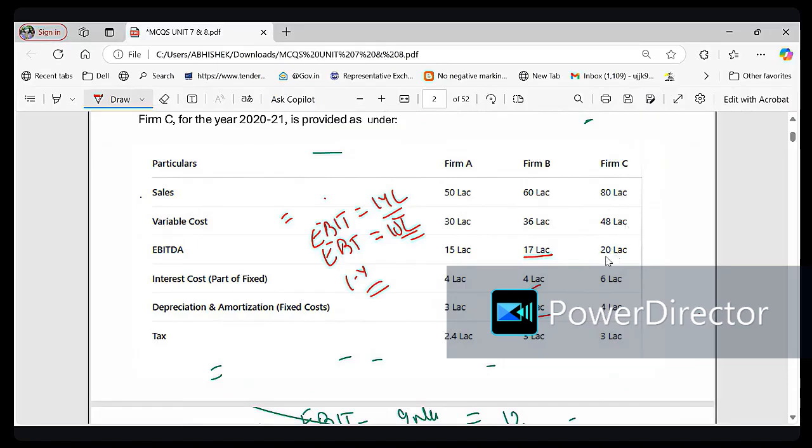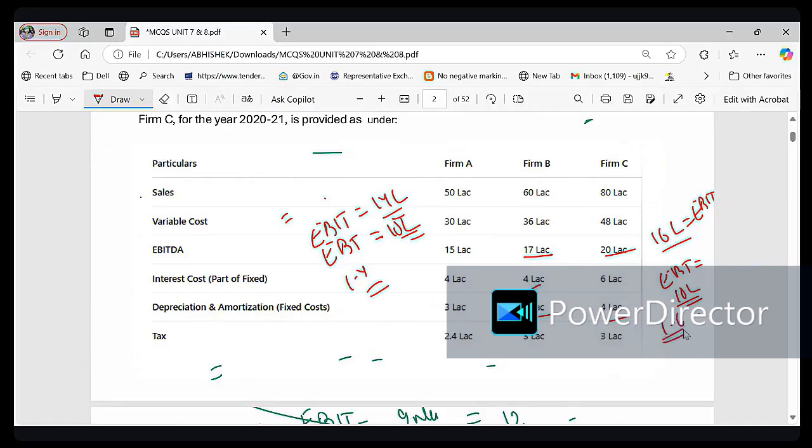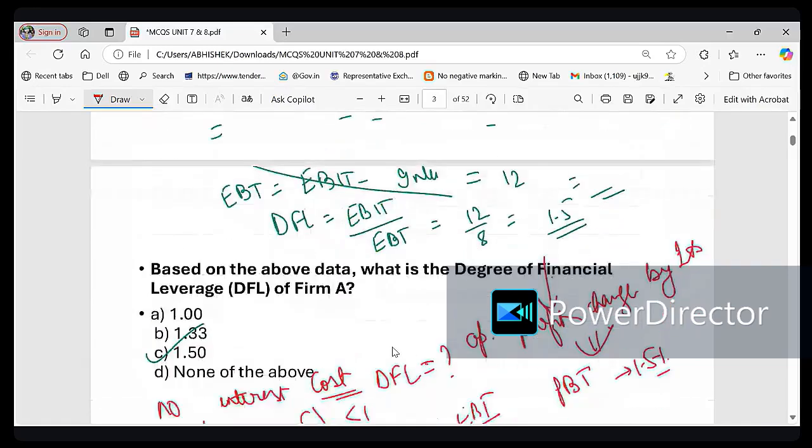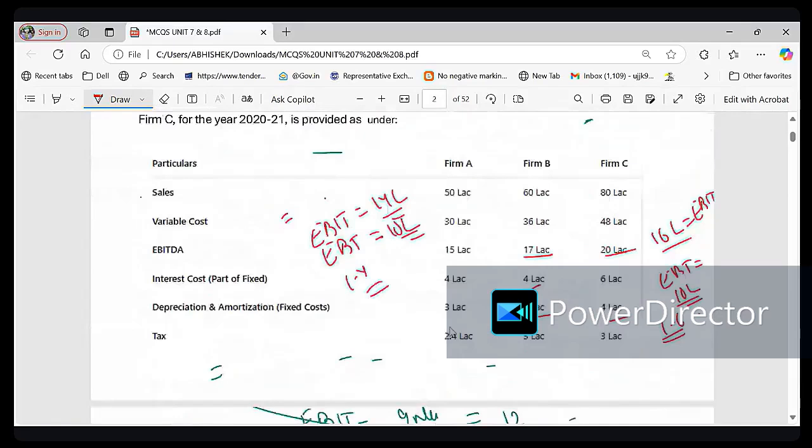For firm C, EBITDA is 20 lakh, and depreciation is 4 lakh. So 20 minus 4 is 16 lakh. 16 lakh is your EBIT. And what is EBT? For firm C, 16 lakh minus 6 lakh, which is 10 lakh. For firm C, it is 1.6. So for firm A, we have got 1.5. For firm B, it is 1.4. And for firm C, it is 1.6.